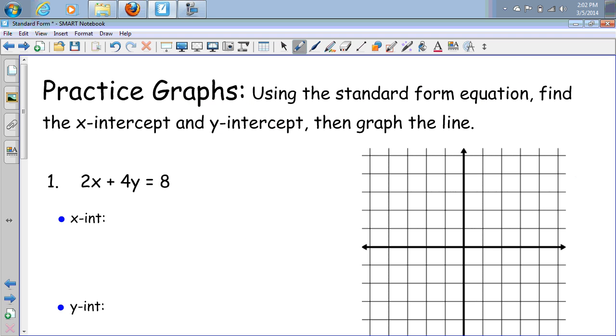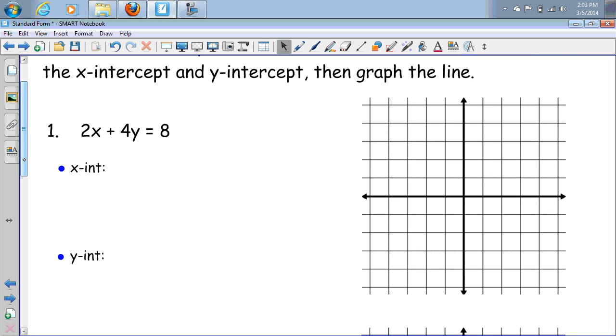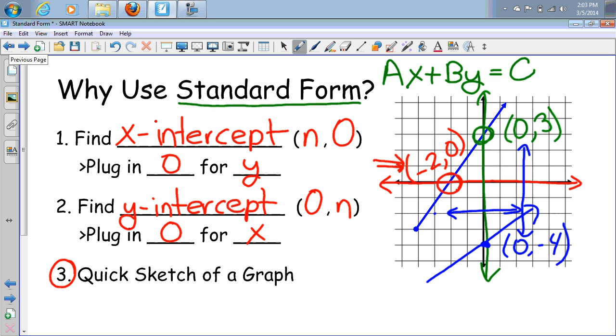Alright, so let's try a couple and see if we can sketch them. Our first graph, our practice graph, is the equation 2x plus 4y equals 8. And this is standard form. We have ax, some number times x, plus by, a number times y, equals c, which is another number. So when we look at this, we need to find our x-intercept. Looking back, we plug in 0 for y.